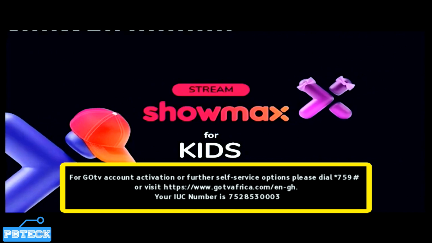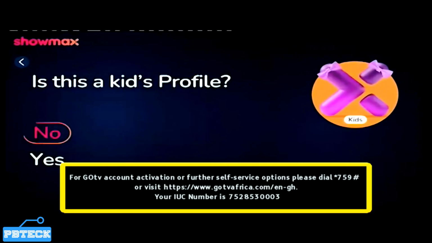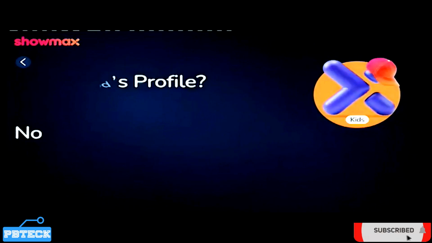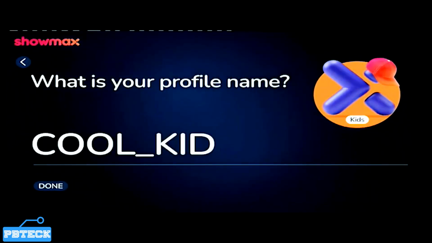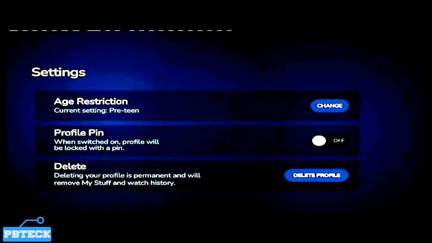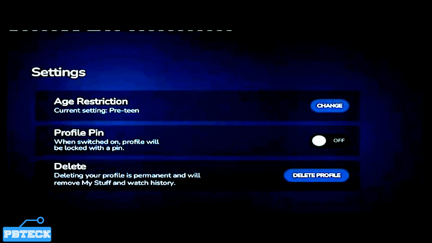So welcome to Pbteck, and in this video I'm going to show you how you can actually check your GoTv Decoder IUC number. So all you got to do is to pick up your remote and you press on the green button on your remote.